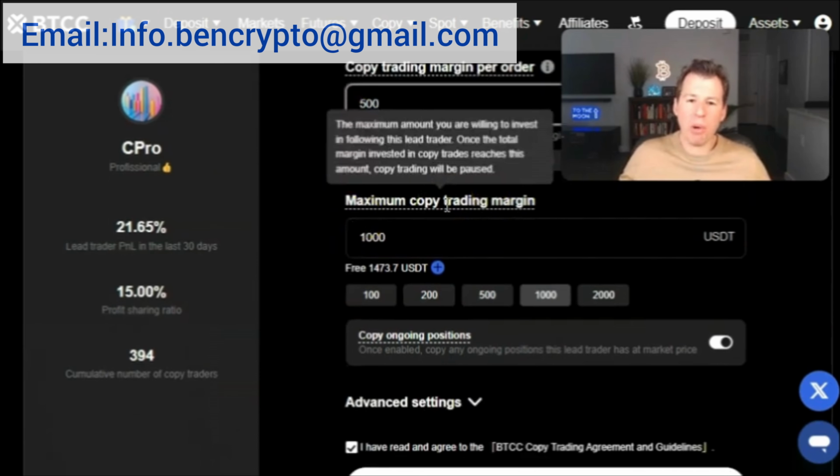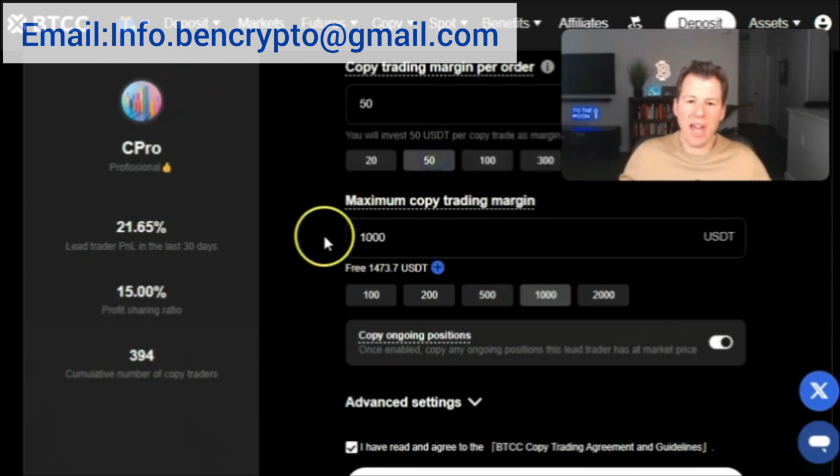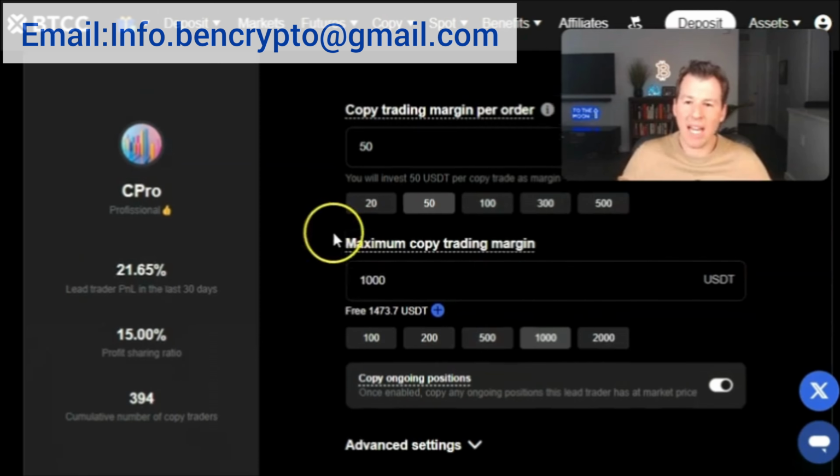Maximum copy trading margin. This is the total maximum amount you want to put in to all the trades of that lead trader at one time. So basically, let's put 50 for this top option, 1,000 here. This means I put $50 in each one of these trades I'm copy trading for this person. Then if all those trades remain open, the lead trader doesn't close them, then after I make 20 trades, I'm going to hit my maximum of 1,000, then just don't invest anymore. It doesn't mean close all the trades. It means just don't invest anymore.